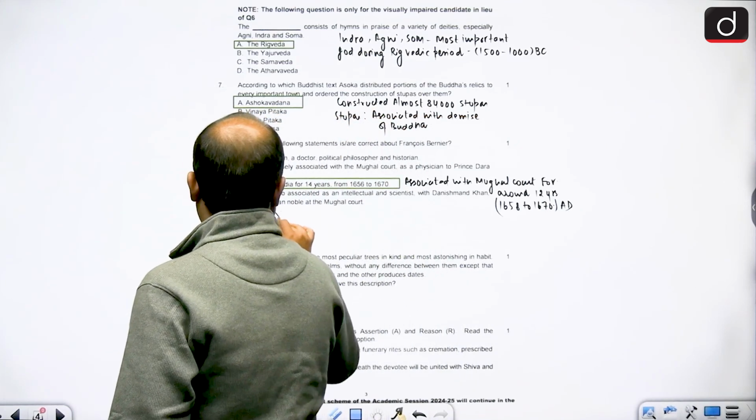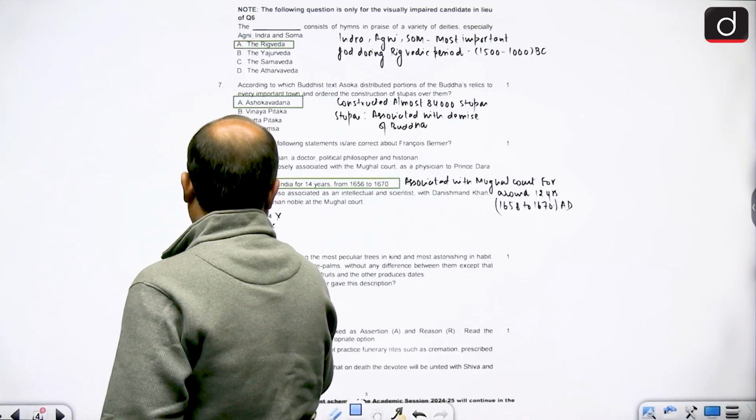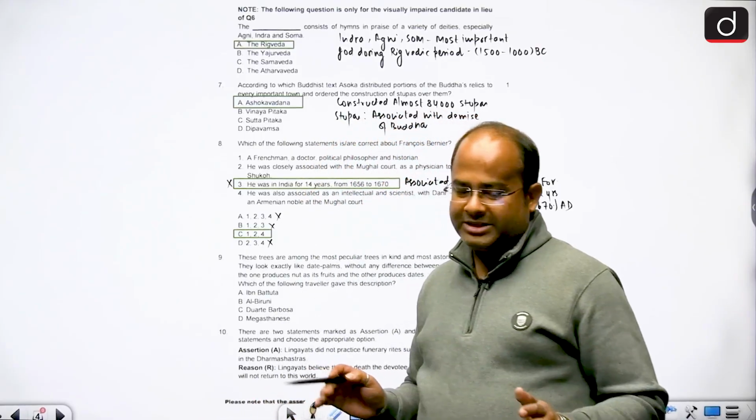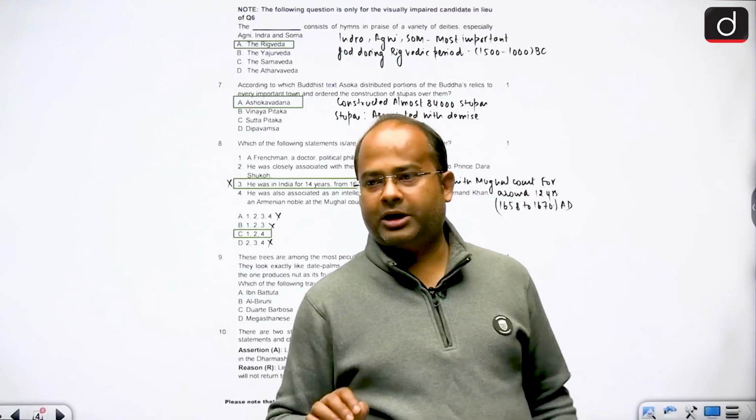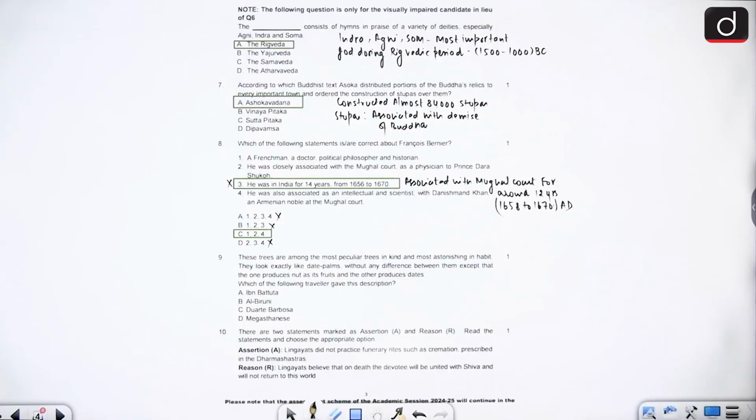So if the third is wrong, then 3 options are easily eliminated. So the correct answer will be 1, 2 and 4. So if you see, the third statement is eliminated, so the correct answer will be option 1, 2 and 4. So the correct answer will be option C.